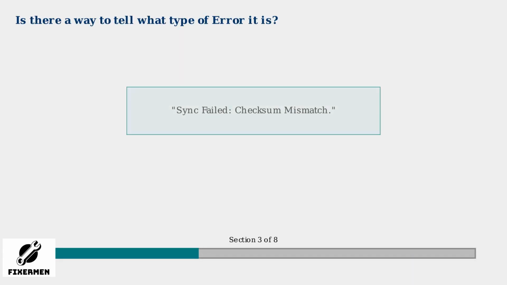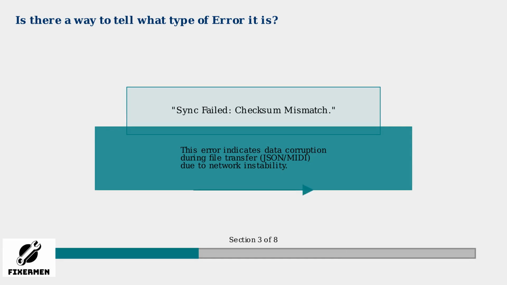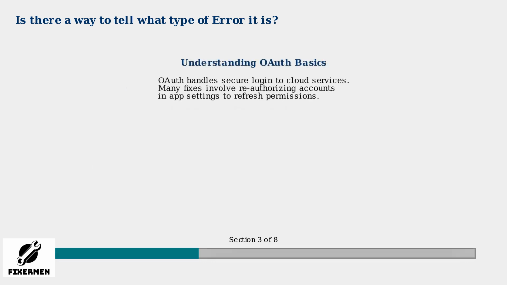Yes, the error message "sync failed, check some mismatch" typically indicates data corruption that occurred during the transfer of JSON files for replays or MIDI data. This usually happens due to network instability disrupting the file upload or download process. Understanding OAuth basics is key to resolving these issues. OAuth is the system that manages secure login and permissions for cloud services. Many fixes involve reauthorizing your accounts in the app settings, which refreshes the authentication tokens and restores proper access.